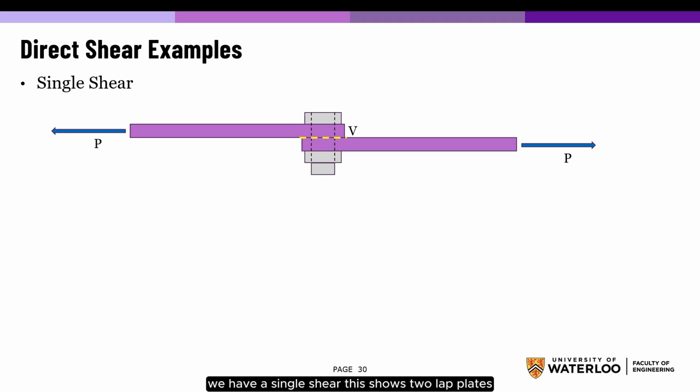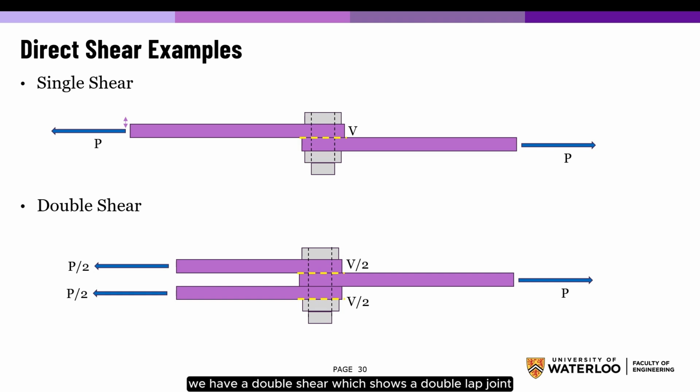Here are some examples of direct shears. We have a single shear. This shows two lap plates. Since the plates are thin, the moment due to eccentricity of P, which is caused by the force not being in direct line of the plate, is negligible. Next we have a double shear, which shows a double lap joint.